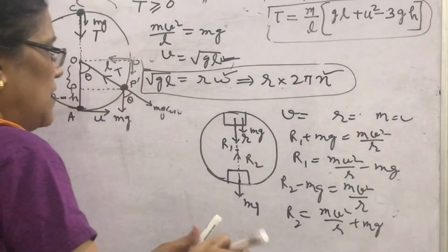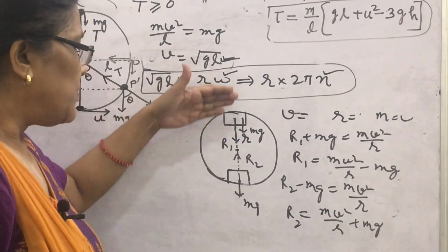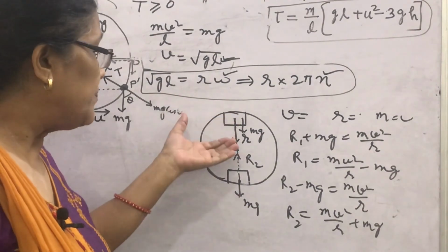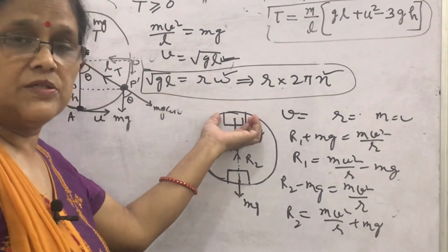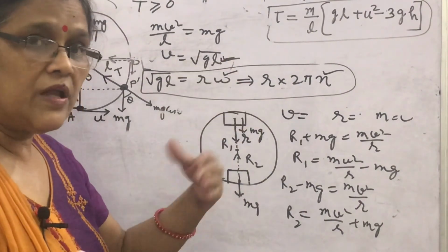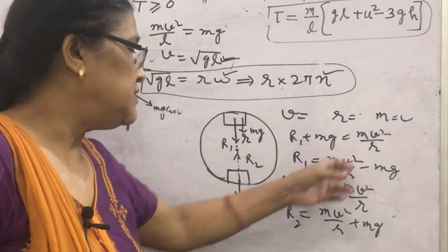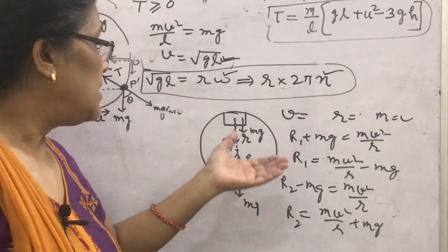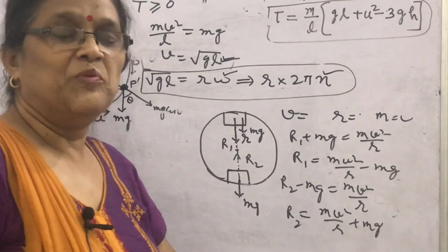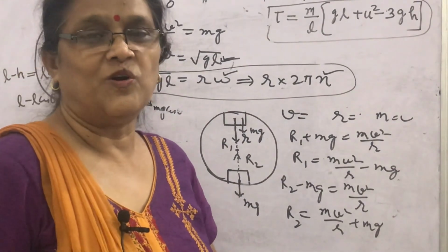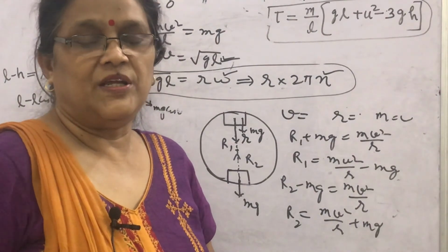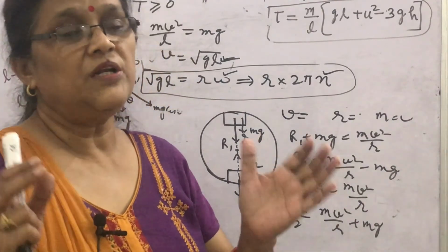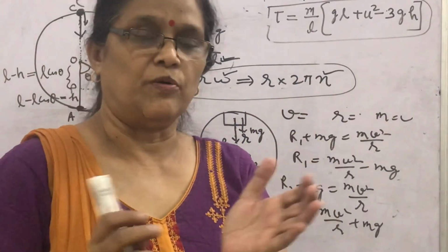What I mean to say, that at the topmost point, at the lowermost point, what will be the reaction of the pilot? How will you calculate the reaction? By knowing these equations, and you will find that reaction at the lowermost point will be more than the uppermost point. So in this way, motion in a vertical circle you can solve. You can find the velocity, you can find the tension in the string. Also, the motion in a vertical circle is a very broad topic.